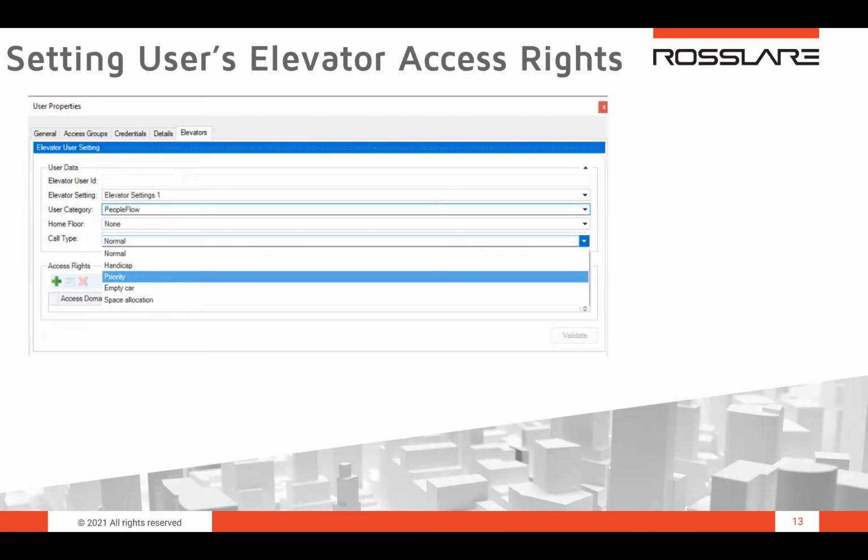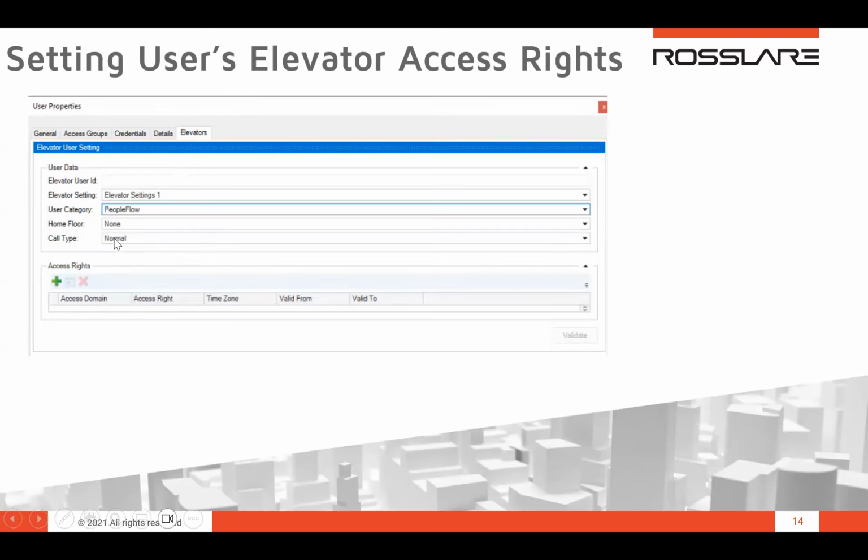Here in this demonstration, we will select the most common one, the normal call type. So we'll press normal. And we actually finished the user data section, and we'll go to the next section, the access rights section.